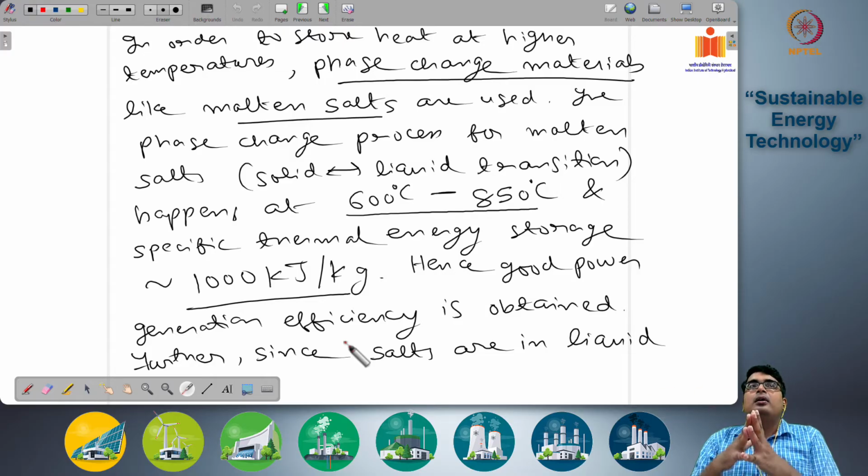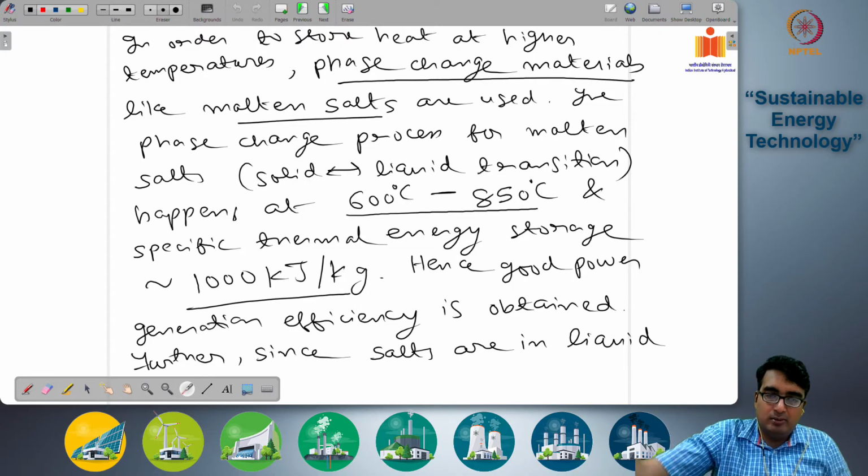Because remember, to increase the efficiency of power generation, you need to increase the temperature of the heat source. Higher the temperature, greater is the potential energy of power generation. And molten salts can double or triple the temperature of the system from a water-based system. And its specific thermal energy storage is also quite good. Not as high as water at 1 atmosphere, but at these high temperatures with reasonably good thermal energy storage, molten salts become a very good phase change material.